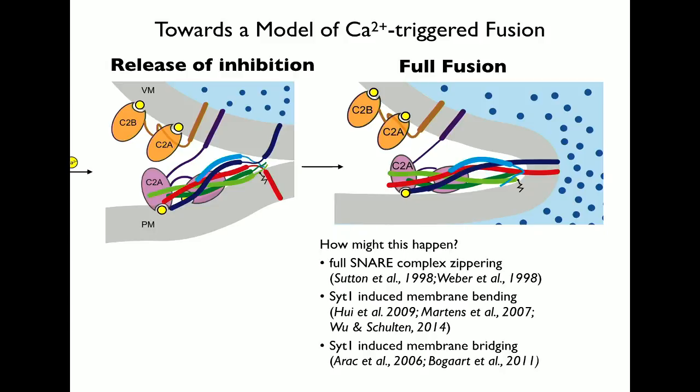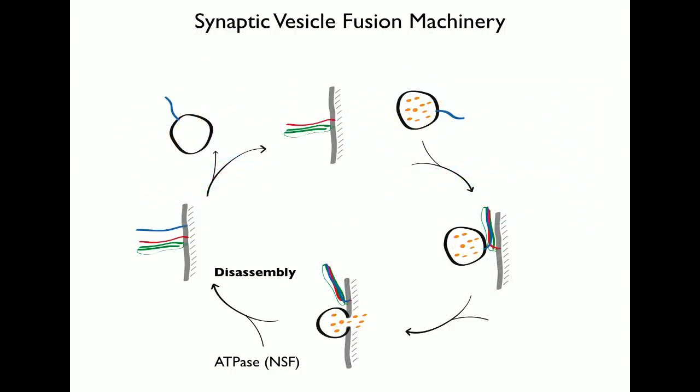Full zippering of the SNARE complex could be one major component that triggers fusion. It would also be synaptotagmin-induced membrane bending, and we believe it's further away from the fusion site, essentially providing leverage for that process. And then finally, there could also be some sort of membrane bridging. So all of them probably act together to trigger fusion at a very fast time scale. But of course, these are all models that ultimately we hope to visualize by capturing intermediate states in a fusion reaction. Okay, so coming back now to this overview.